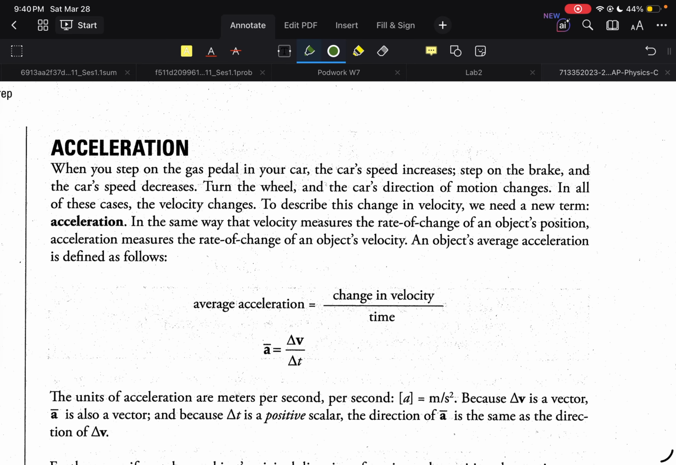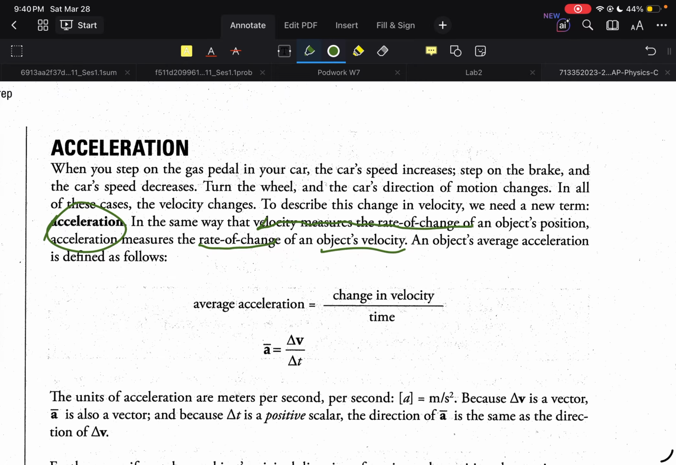When you step on the gas pedal, your speed increases. Step on the brakes, the car decreases. Turn the wheel, etc. Motion changes, velocity changes. To describe the changes in velocity, we need a new term, acceleration. In the same way that velocity measures a rate of change in an object's position, acceleration measures the rate of change in the object's velocity. Does that make sense? Yes.